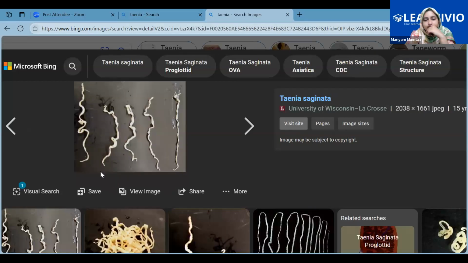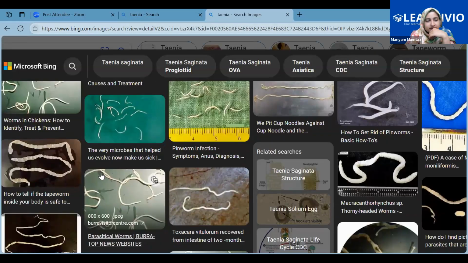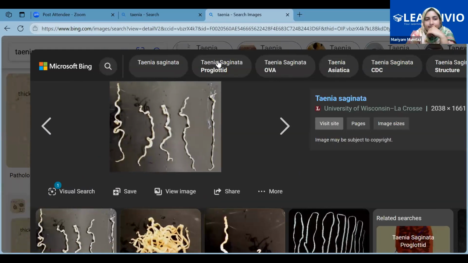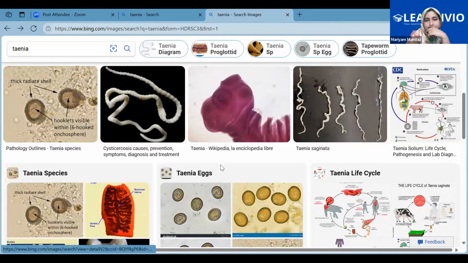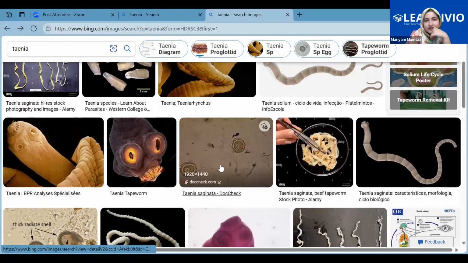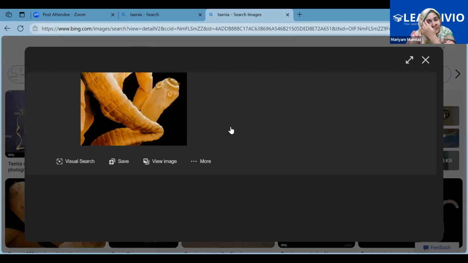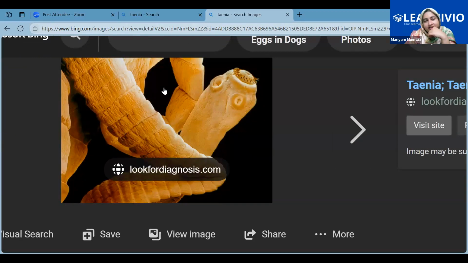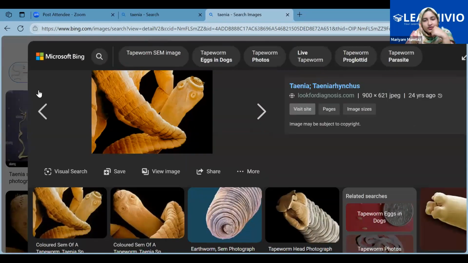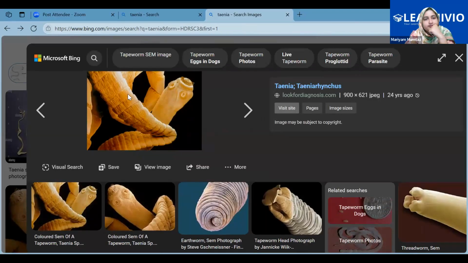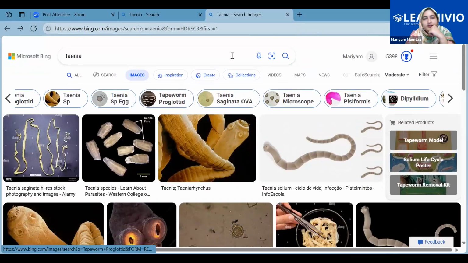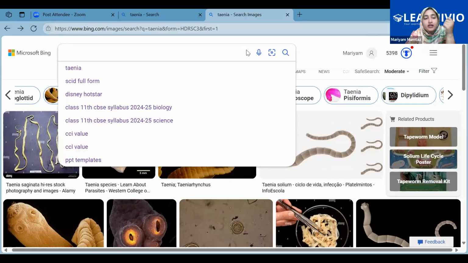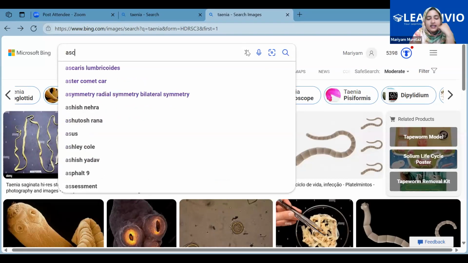Yes, ma'am. Now, wait, the microscopic view. This is the microscopic view. It has segments. Do you see the segments? There are these segments on the body of the Taenia and they are dorsoventrically flat. Now, what other names were there? Taenia is done. Then the roundworm. The roundworm is Ascaris.